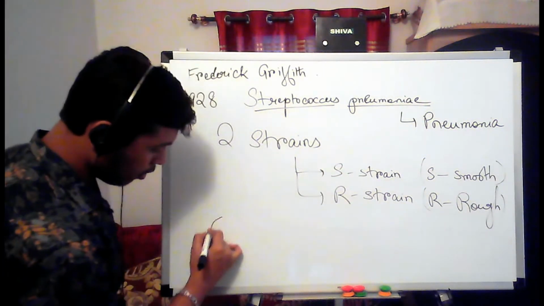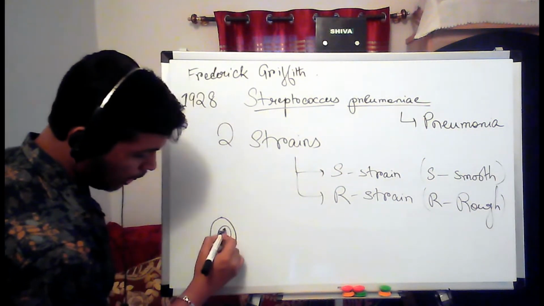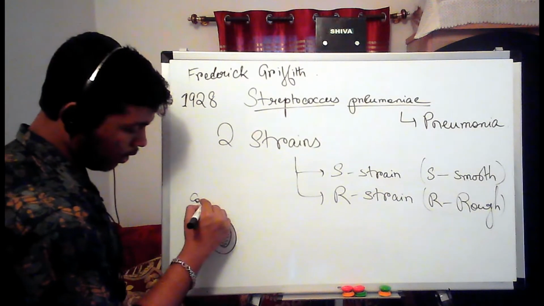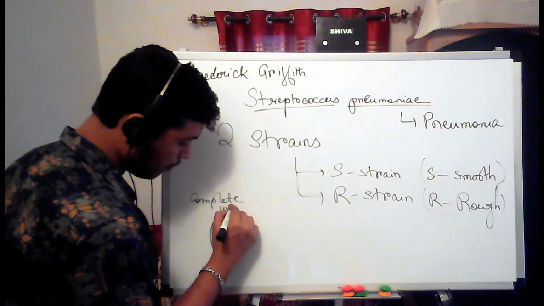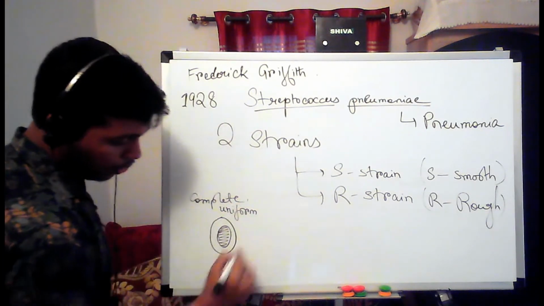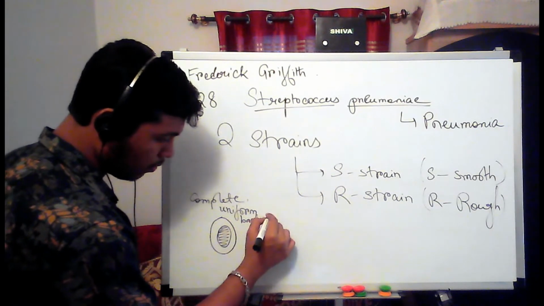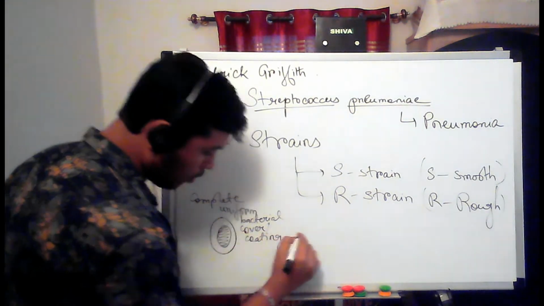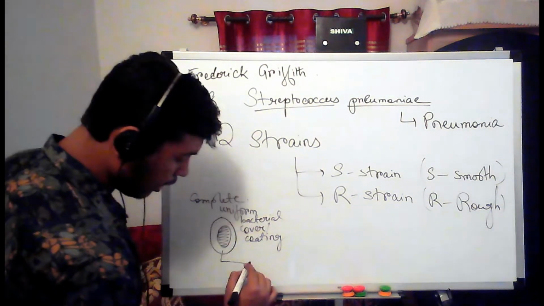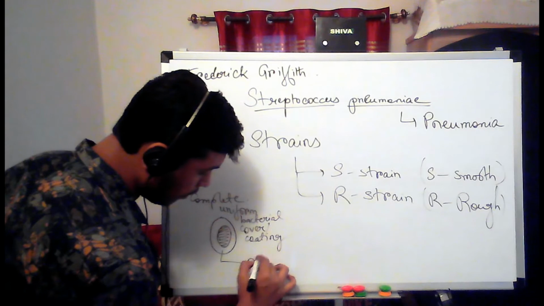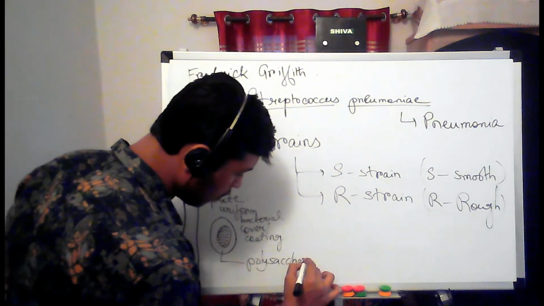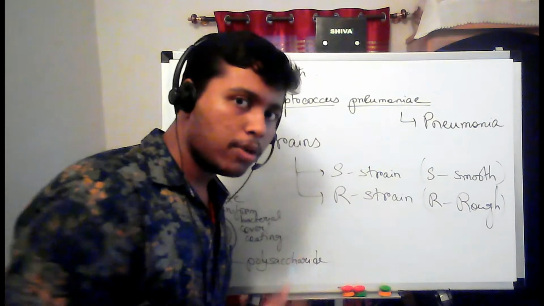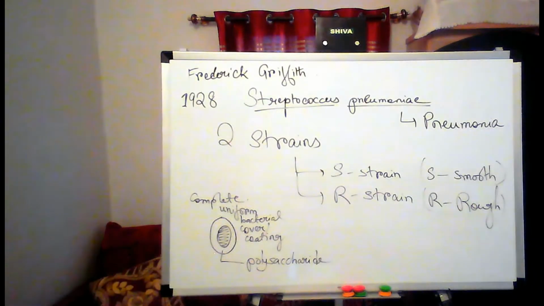The smooth strain had a complete, if this was the bacteria, there was a complete and uniform bacterial coating or covering, and this coating was formed of none other than our very own polysaccharide. Multiple carbon sugar is known as polysaccharide, right? So this is polysaccharide.